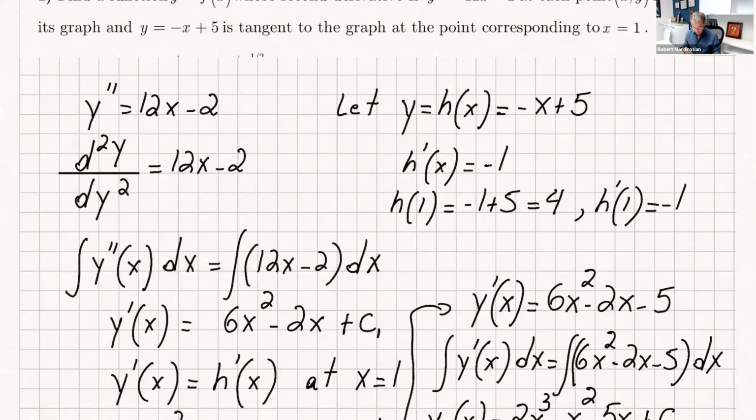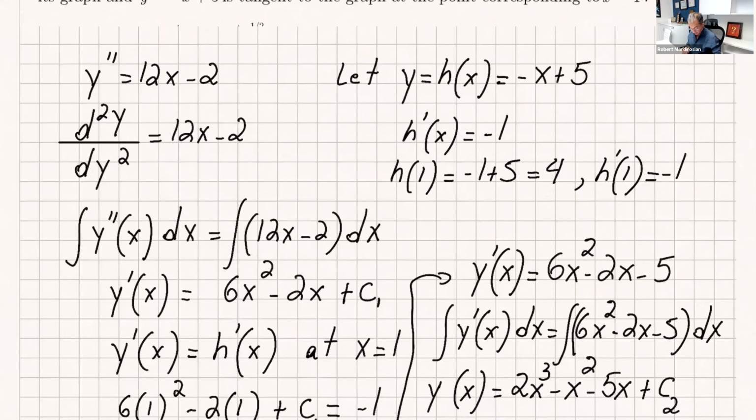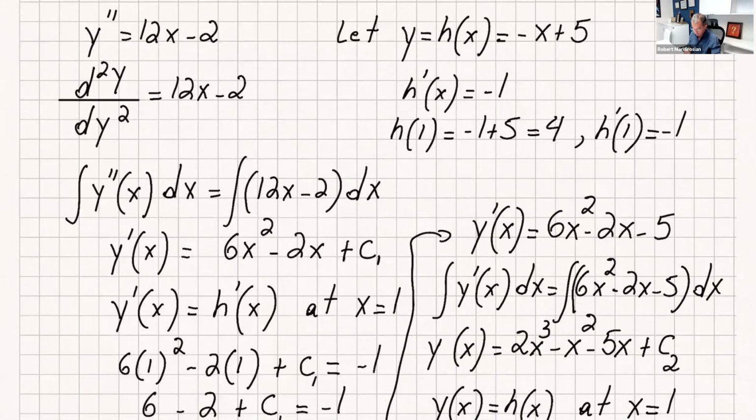So we can write y prime of x, the integral of y double prime of x dx, equals the integral of 12x minus 2. Why do we do that? Because we want to get y prime. So y prime of x is 6x squared minus 2x. And don't forget, from calculus, you always have to have that constant. So let's call that C1.